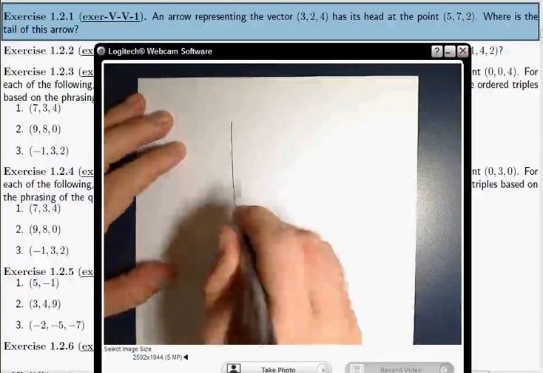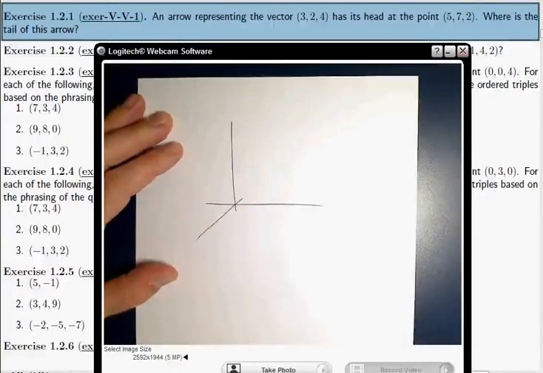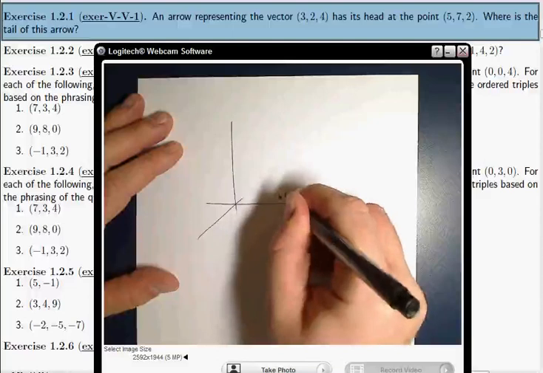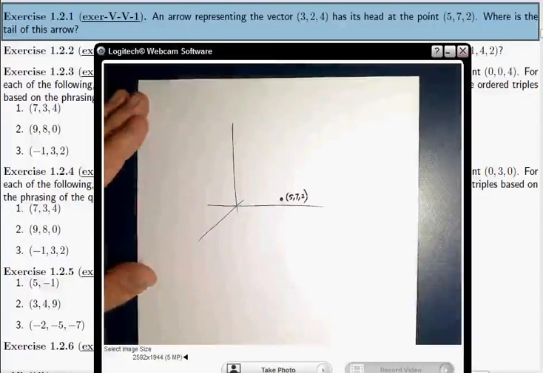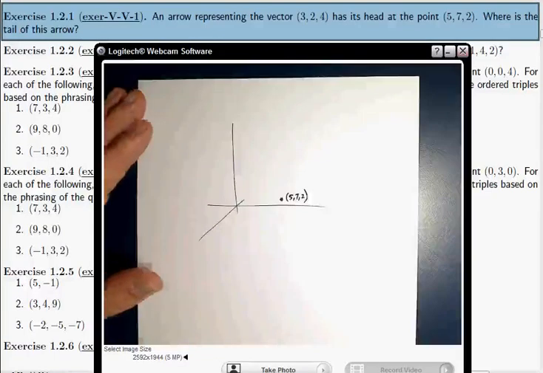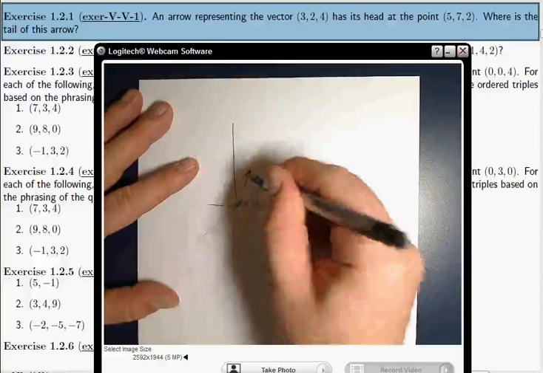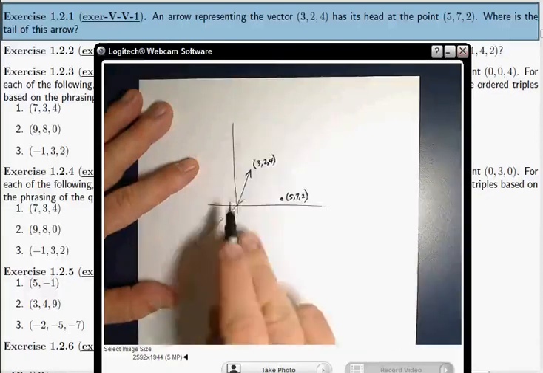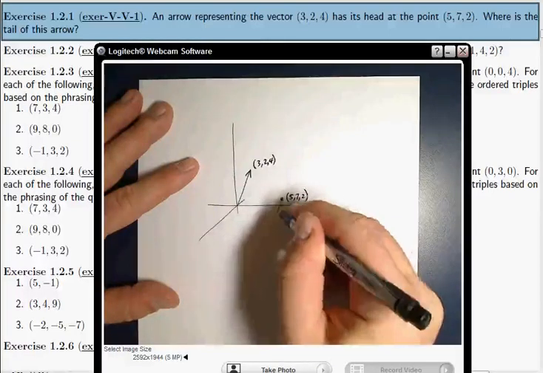So we have this vector, and its head is at the point 5, 7, 2. So let me go over and find, let's call that 5, 7, 2. And the vector 3, 2, 4 has its head at that point. Okay, so we've got this vector 3, 2, 4, and I want an arrow representing that same vector, but with its head right there.